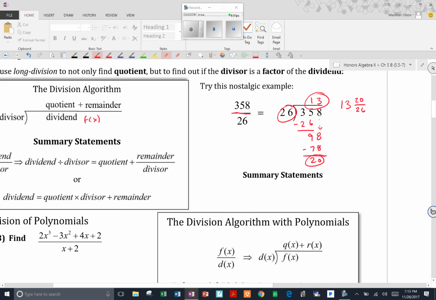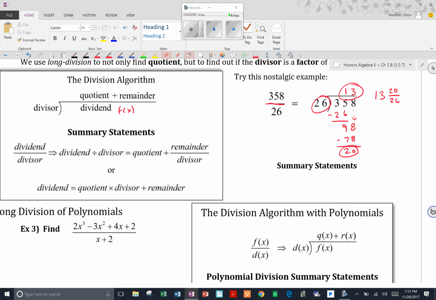So we have two different summary statements that we could write. We could write that 358 over 26 simplifies or becomes 13 and 20 over 26, okay? That's basically this summary statement right here, okay? The dividend divided by the divisor is equal to the quotient plus the remainder over the divisor. Okay, that's what we've written right there.